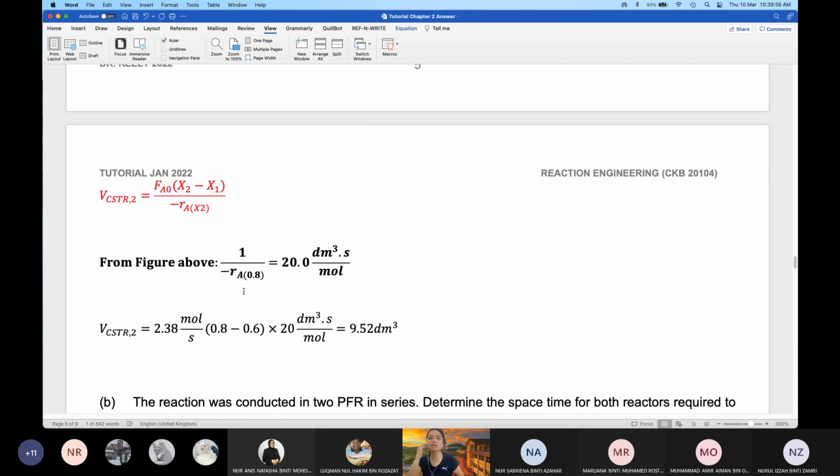Second reactor. Volume CSTR2 equals FA0 in bracket X2 minus X1, close bracket, divided by minus RA at my X2. So X2 is 0.8, X1 is 0.6, and minus RA is evaluated at my X2. When my X is 0.8, my 1 per minus RA is 20 from the plot. From the plot you already know the value, you just substitute. FA0 stays the same, because if there is no change in volumetric flow rate, temperature, pressure and so on, you can still use the same FA0. So FA0 multiplied with X2 minus X1 multiplied with 1 per minus RA when my X is 0.8, you get the volume as 9.52. Done for the first part of the question.